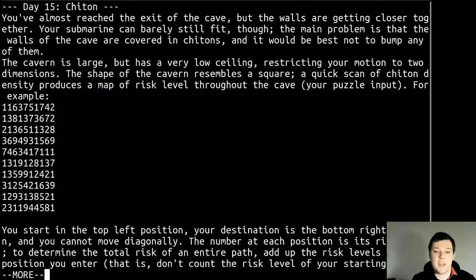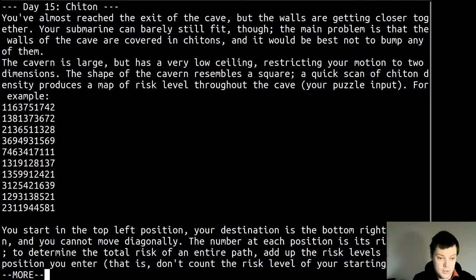You've almost reached the exit of the cave, but the walls are getting closer together. Your submarine can barely still fit, though. The main problem is that the walls of the cave are covered in chitons, and it would be best not to bump any of them. The cavern is large but has a very low ceiling, restricting your motion to 2 dimensions. The shape of the cavern resembles a square. A quick scan of chiton density produces a map of risk level throughout the cave, your puzzle input.